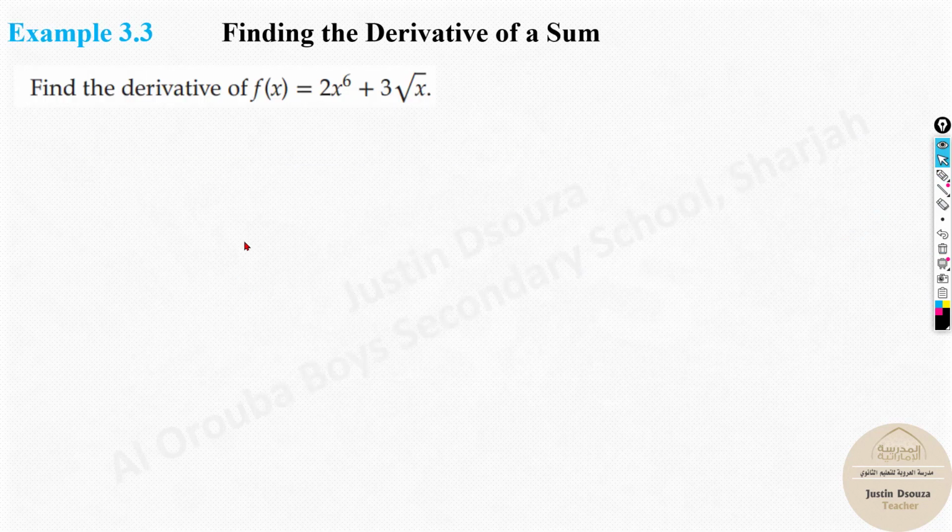Now we will see one by one. Now you have to derive this function, and you have a plus and two variables on each side. What do you do? It's very simple. Just focus on the first one.